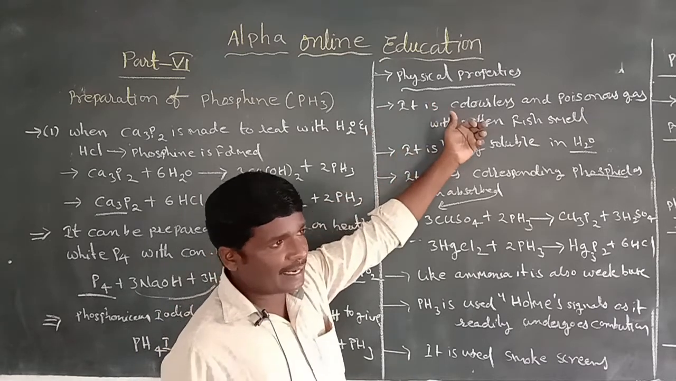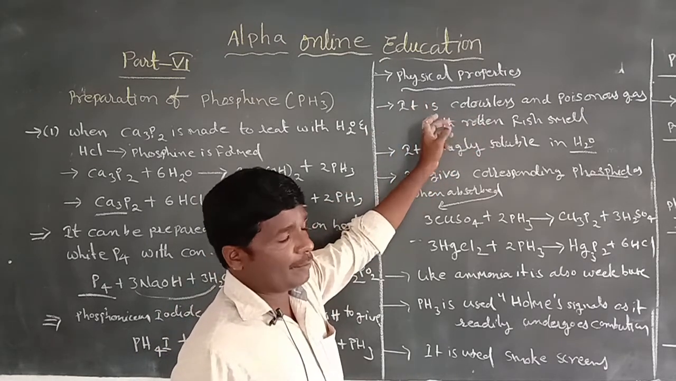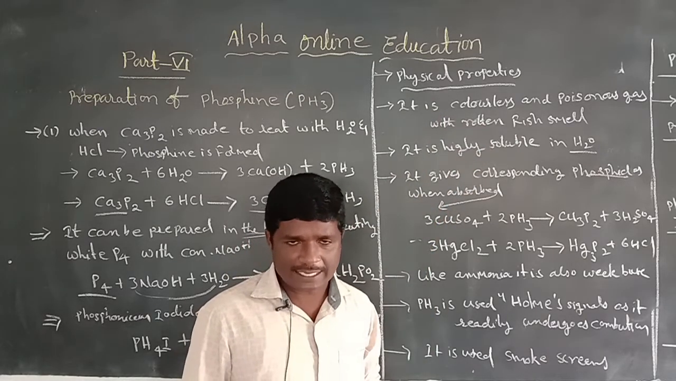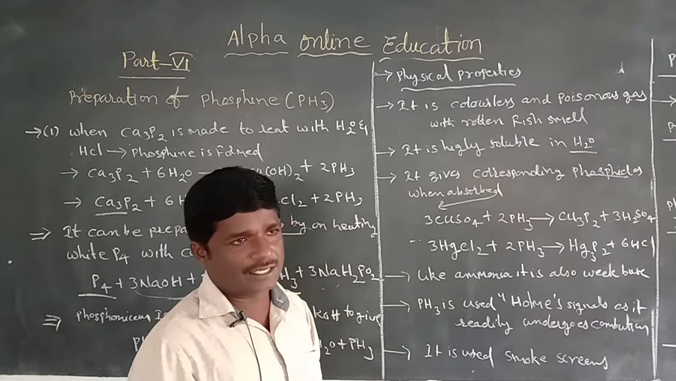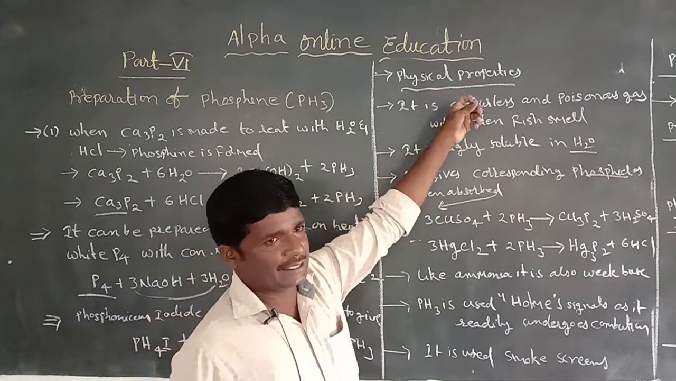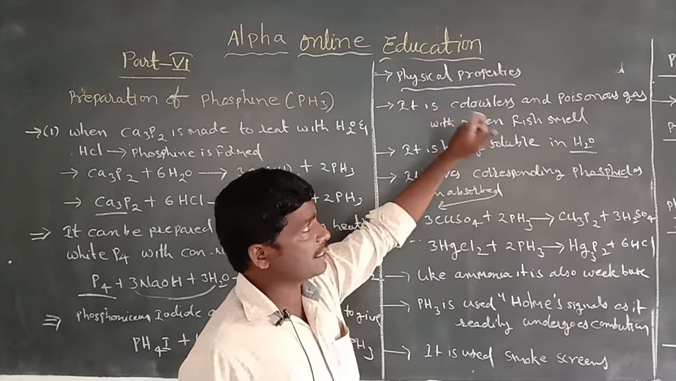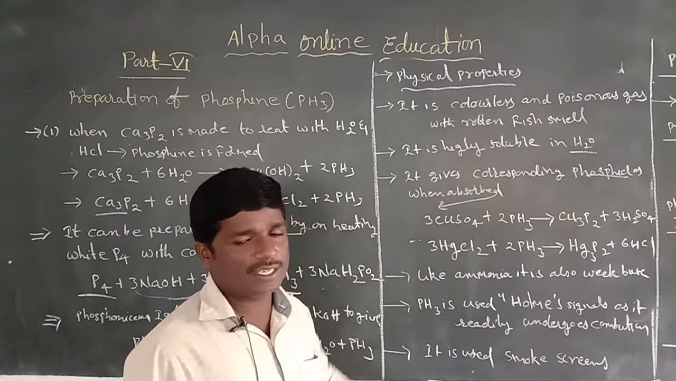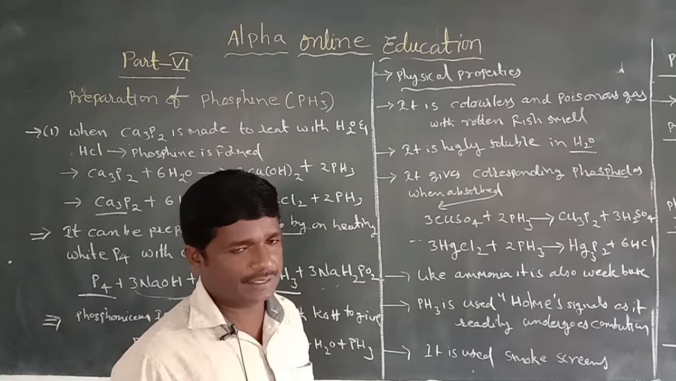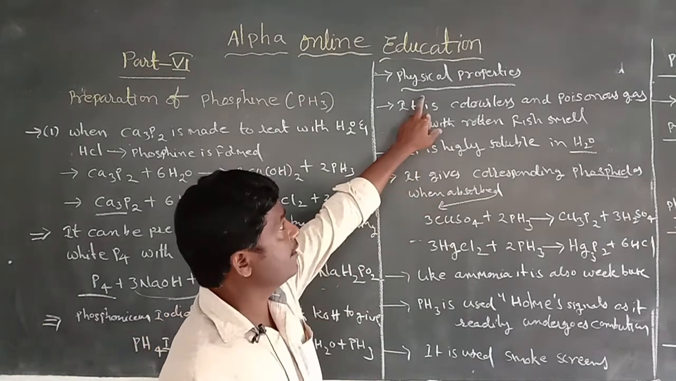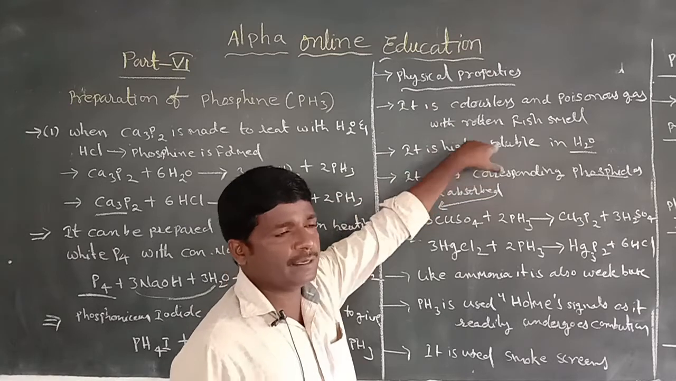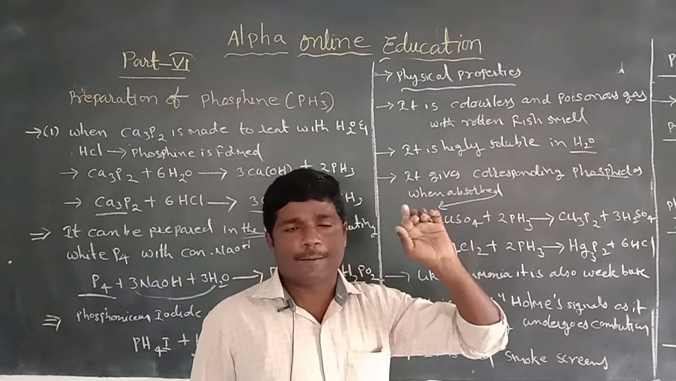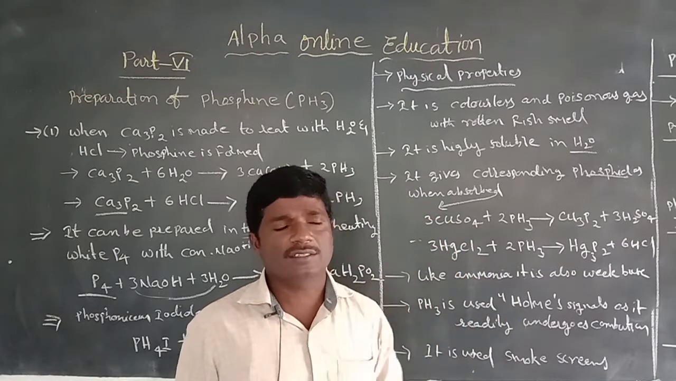It is a colorless and poisonous gas with a rotten fish smell or fish odor. That is also known as the physicochemical properties of the phosphine. First property: it is a colorless and poisonous gas with a rotten fish smell.